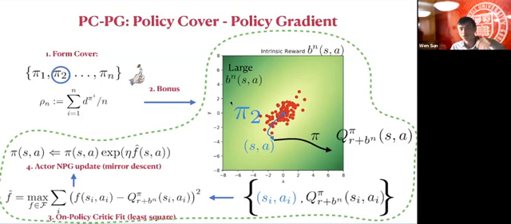And once I can solve this new Markov decision process reasonably well, I'm just going to exit this process and append the latest policy to the policy cover. And then I repeat the whole process again. Okay.